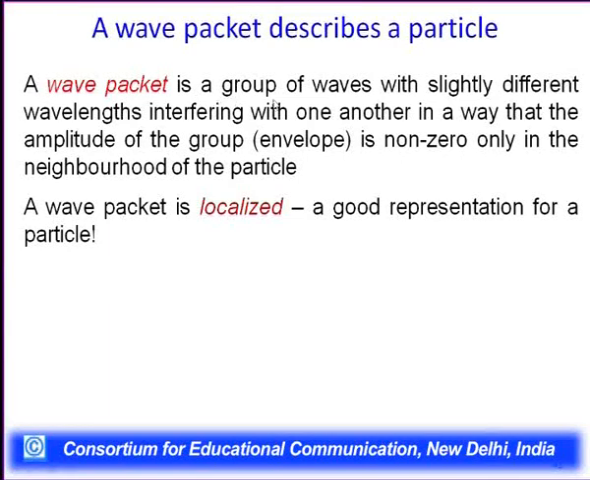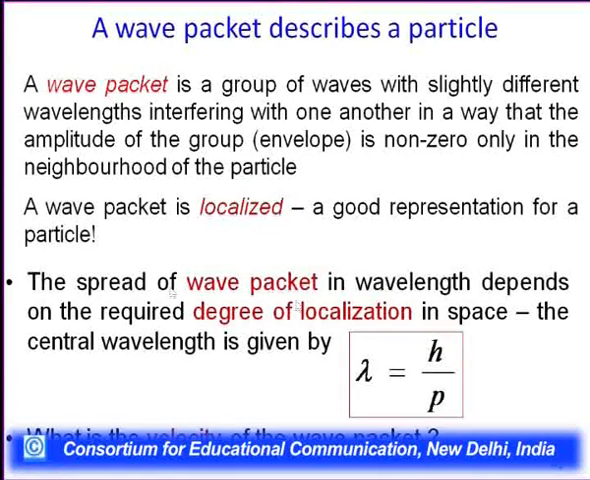A wave packet is a group of waves with slightly different wavelengths interfering with one another in a way that the amplitude of the group envelope is non-zero only in the neighborhood of the particle. A wave packet is localized and a good representation of the particle. The spread of the wave packet in wavelength depends on the required degree of localization in space, and the central wavelength is given by lambda is equal to h by p, where p is the momentum, h is Planck's constant and lambda is the wavelength.